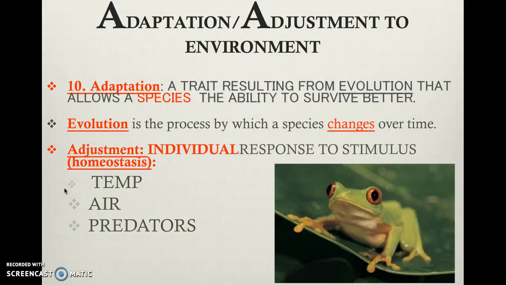Going on to number 10, adaptation and adjustment to the environment. Adaptation is a trait resulting from evolution that allows a species to survive better. This involves evolution, which I believe comes in our unit 4, and evolution is the process by which a species changes over time. An adjustment would be an individual's response to a stimulus, such as temperature, air, or predators, and one characteristic we call that is homeostasis. Homeostasis is keeping constant, a good way of saying that.